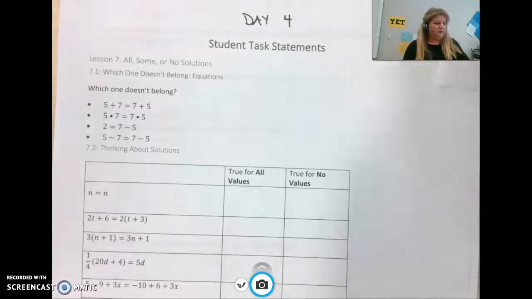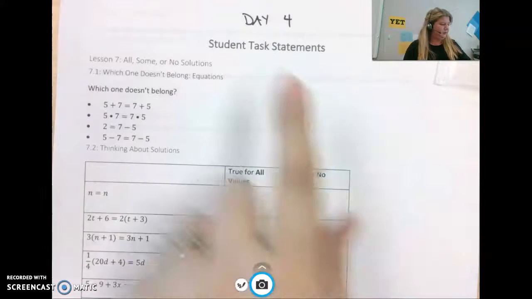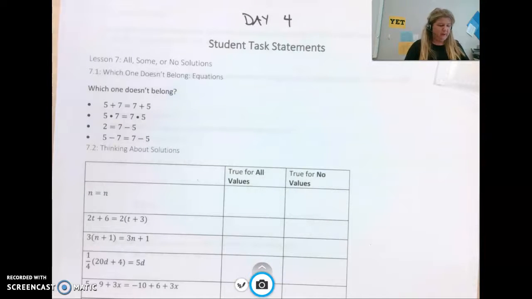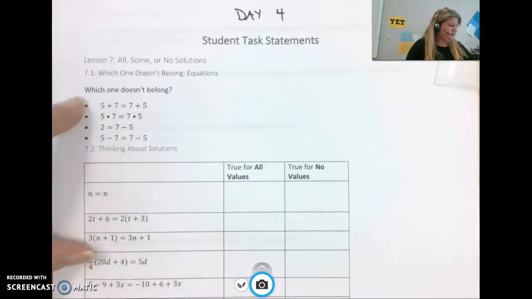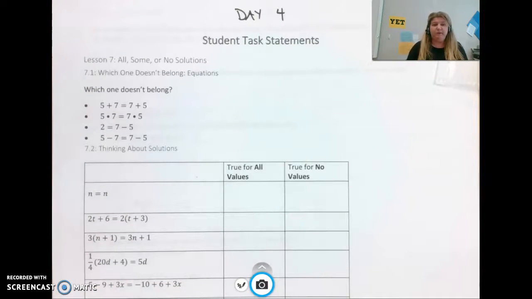Today we are going to continue on with our honors work looking at day 4, and we'll start with a which one does not belong situation. So there are 4 equations here. They're all numeric. You're trying to figure out which one doesn't belong. And depending on how you're thinking, it could be any of them.